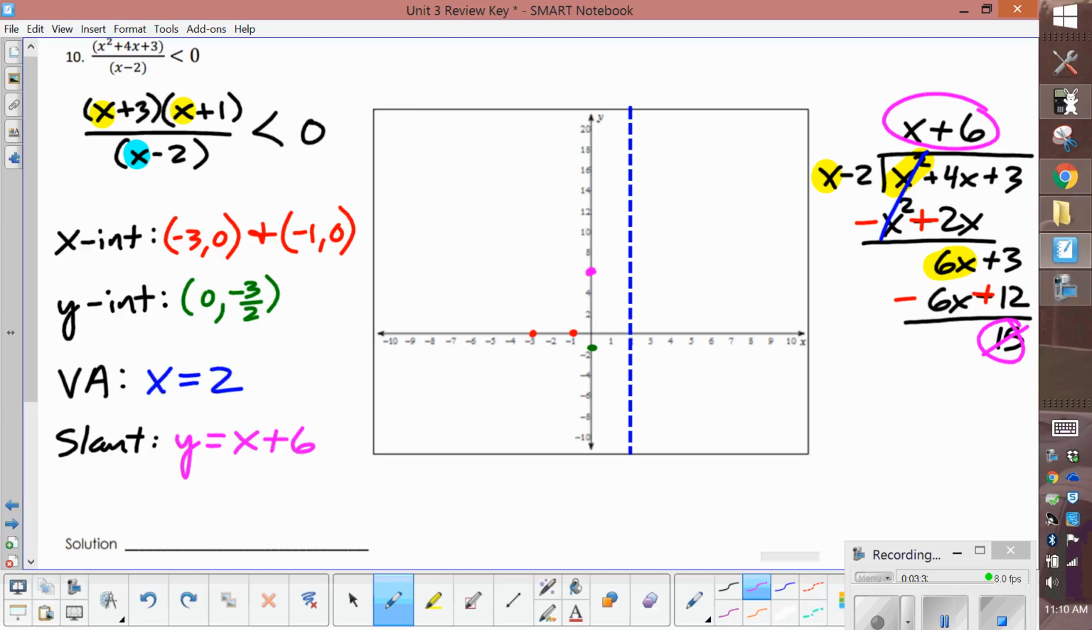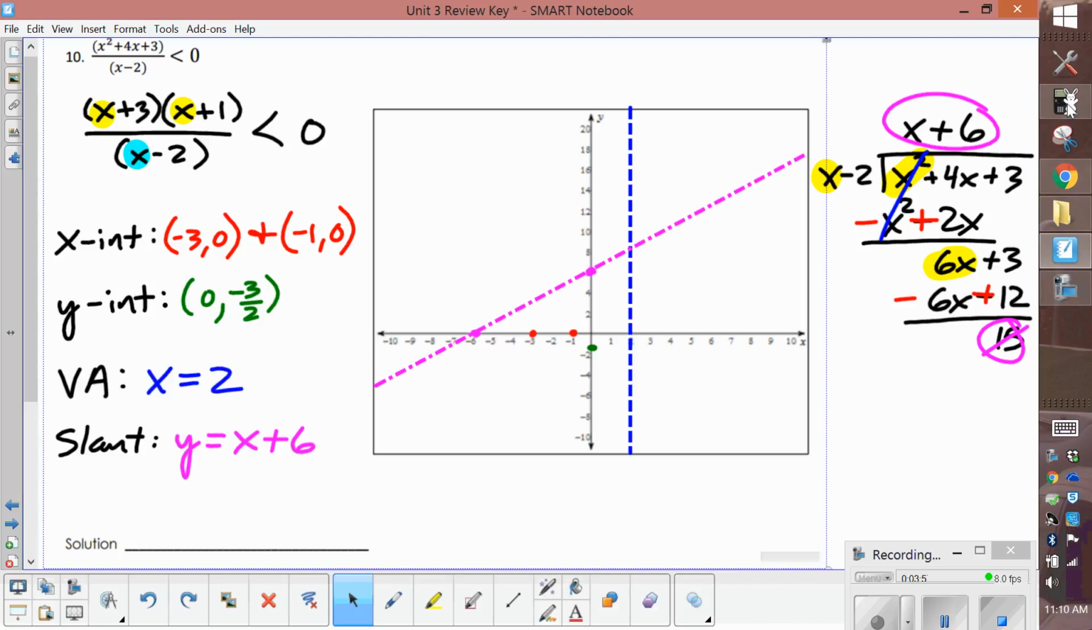And again, there's no grid marks here, so it's hard to rise and run. But I could always go backwards. And if it has a slope of 1 over 1, it should cross here at negative 6 as well. And I'll go ahead and put a slant asymptote through that. Goes out that way. This goes down this way.